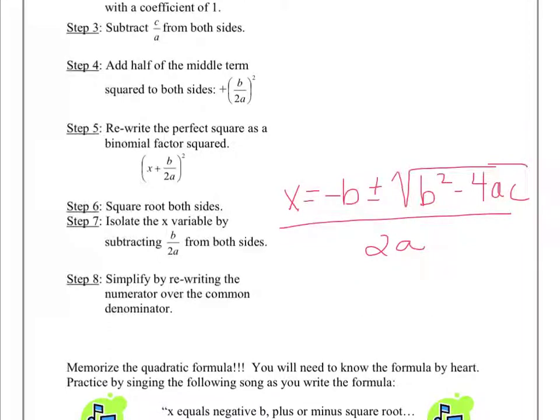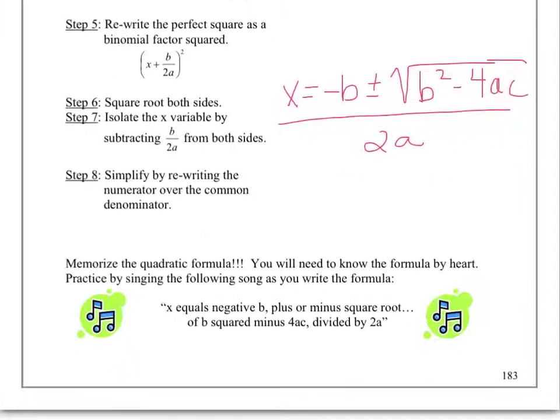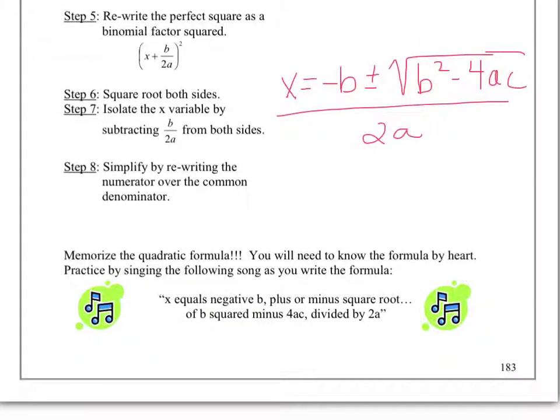Okay, so there's actually a video that I'm going to have you guys watch, and the song goes to the lyrics that are right here. Okay, so x equals negative b plus or minus square root of b squared minus 4ac divided by 2a. Okay, so we'll look at the tune and the lyrics to that.